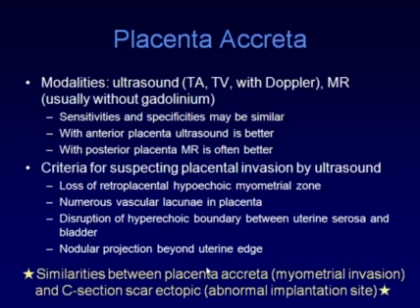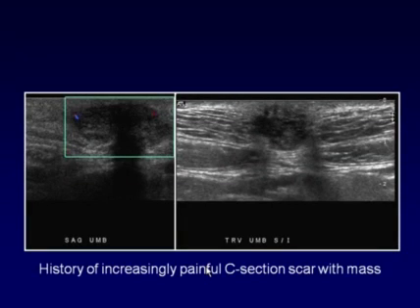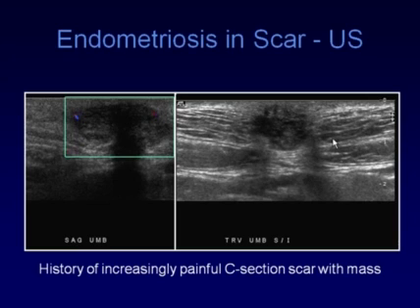If you think about it, there are some similarities between placenta accreta, which is myometrial invasion of placenta, and a C-section ectopic, which is an abnormal implantation site of the actual pregnancy. This patient, who had prior cesarean sections, gave a history of increasing pain and a small mass at the cesarean section site. And imaging with a high-frequency transducer at the level of the umbilicus showed a lobulated hypoechoic mass with some flow. You can see the muscles on either side. And this is an example of endometriosis in the cesarean section scar.